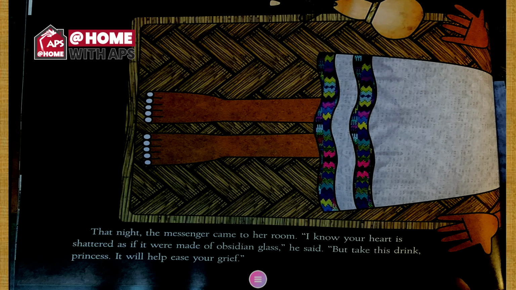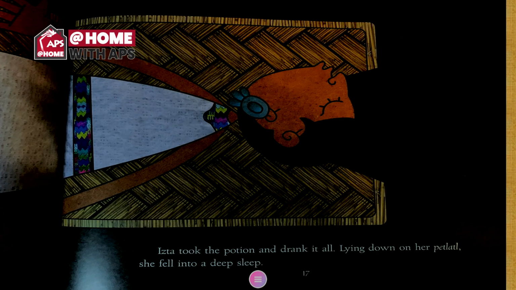That night, the messenger came to her room. "I know your heart is shattered, as if it were made of obsidian glass," he said. "But take this drink, princess. It will help ease your grief." Itza took the potion and drank it all. Lying down on her petate, she fell into a deep sleep.